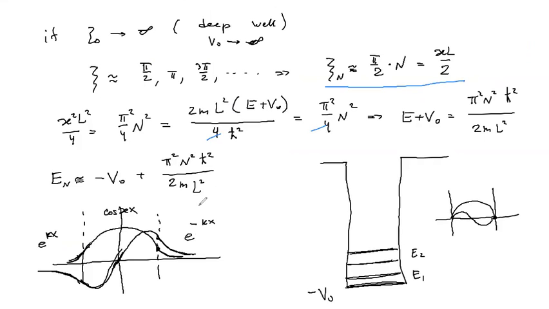And simply, quantum tunneling is based on these exponential tails. See these exponential tails? This means that you have a probability to get into the classically forbidden area.